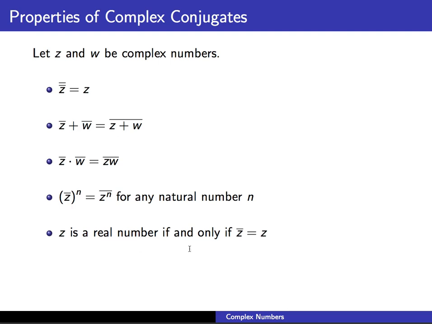z is a real number if and only if its conjugate equals itself. So in other words, if you have 5 plus 0i, then the conjugate of that is 5 minus 0i, which is still going to just give you 5 in both cases.